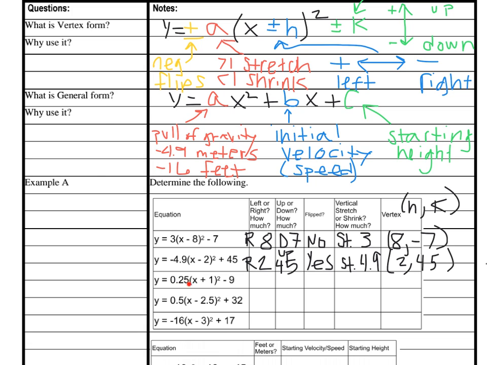Next one, we have 0.25 out front. That is where the a value is, and 0.25 is less than 1. So it is a shrink of 0.25. X plus 1 on the inside. That tells us it's left 1. Minus 9 on the outside. The minus tells us down 9. To see if it's flipped, we'd need to have a negative out front of our a. So in this one, there's no negative, it's positive. So is it flipped? No. Now we write our vertex. It's a plus 1, so I write minus 1. Then leave this alone, minus 9. So negative 1, negative 9 is our vertex.